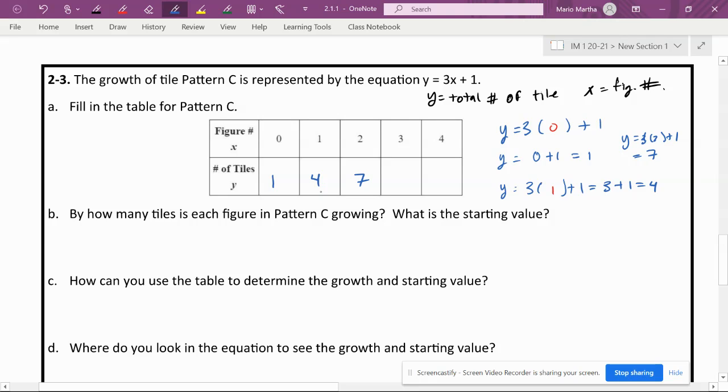And then again, if you notice, now if you start picking other patterns on the table, you'll notice that this is growing by 3s. So the next one would be 10, and the last one would be 13. Again, by how many tiles is each pattern figure in pattern C growing? So it's growing by 3s.